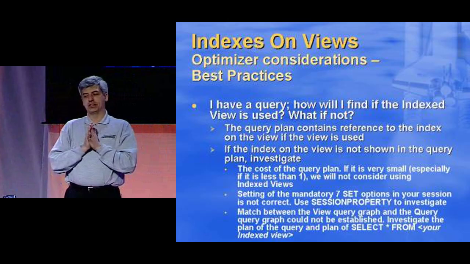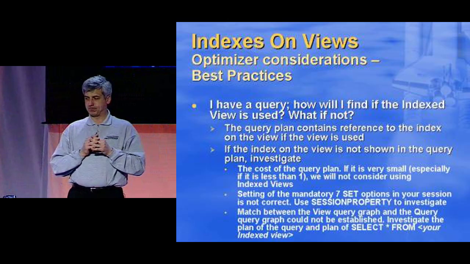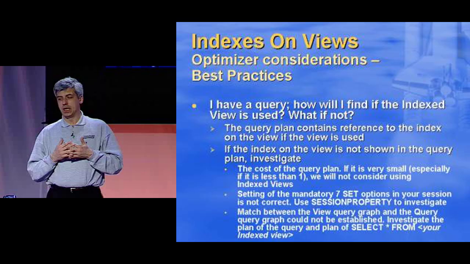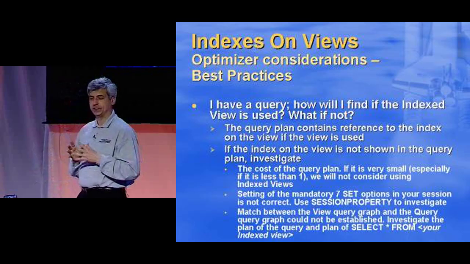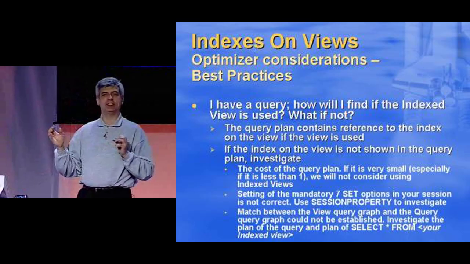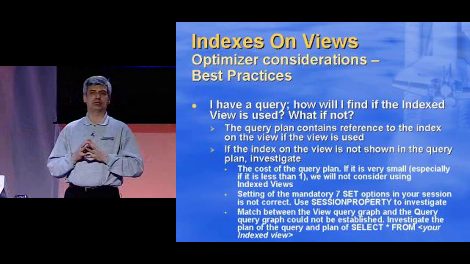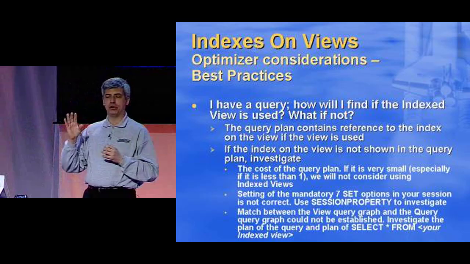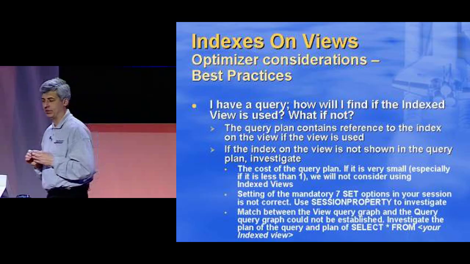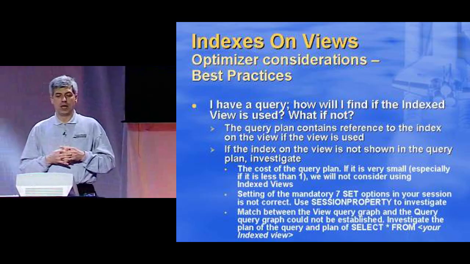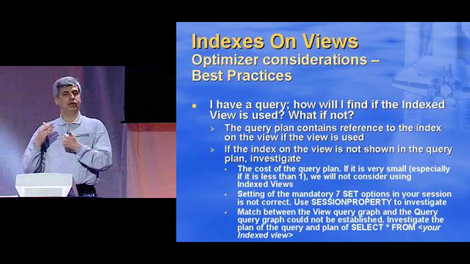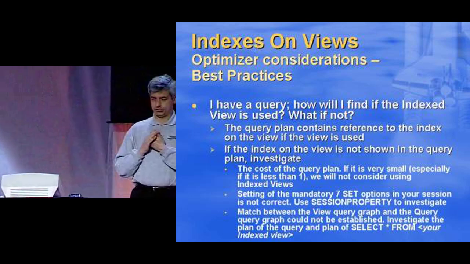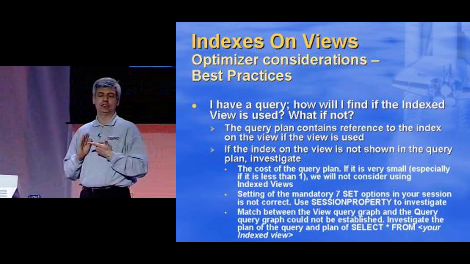Now, optimizer considerations and best practices. This is a problem I've seen working with these early adopters. I've seen this problem several times, so I'm pointing it out and showing the possible resolutions. The first question: how do I find out if an index view is used at all? And the second is what to do if it's not.